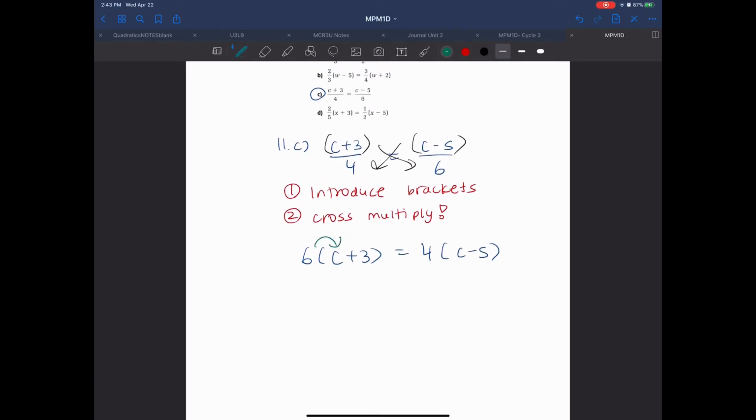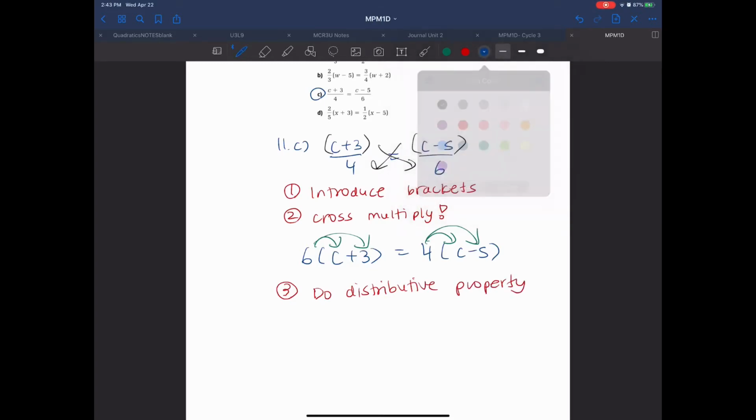So I'm going to do distributive property, which says that I'm going to multiply the term in front of the bracket into each term within the bracket. So do distributive property. And then you get 6c plus 18 equals 4c minus 20.